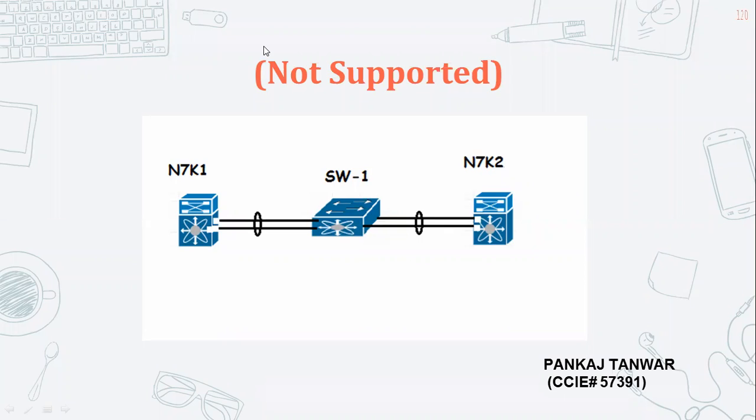Now let's look at this diagram. So let's say this is our Nexus 7K1, right? This is Nexus 7K2. So these are your two VPC peer devices. So this design is not supported. Okay, so you cannot use any switch in between your peer devices. So your devices must be directly connected. Okay, so you just need to make sure. This was a little information.